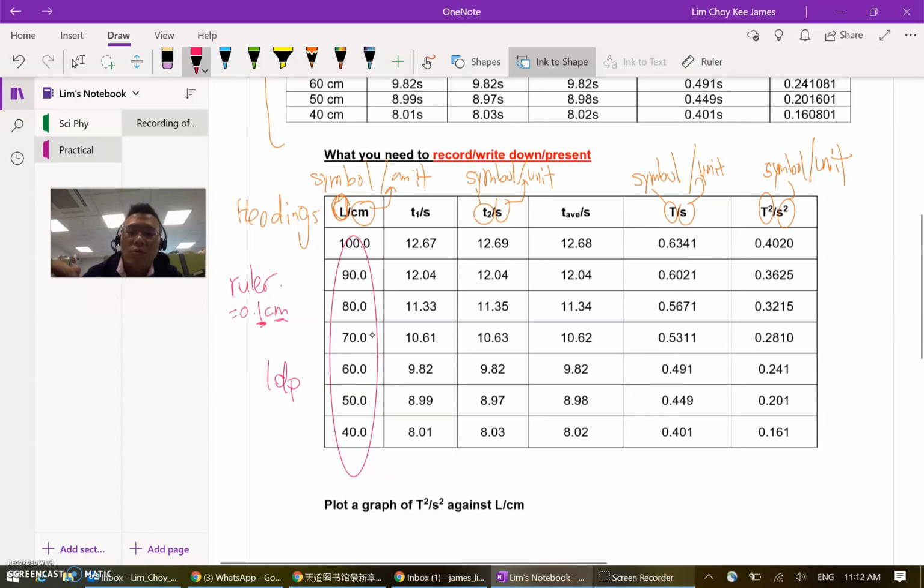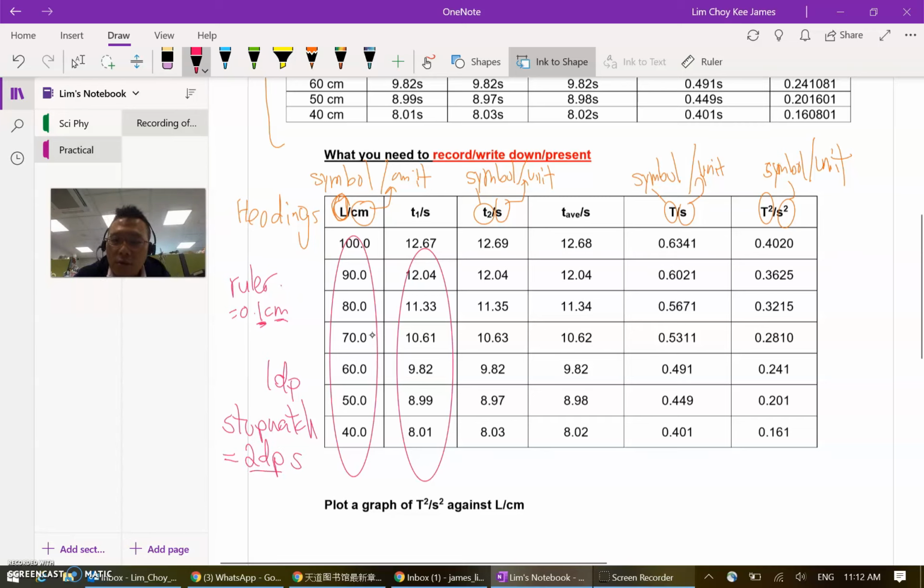For the stopwatch, same thing. When you are using a stopwatch for timing, the accuracy that you are looking for in our syllabus is 2 dp in seconds.